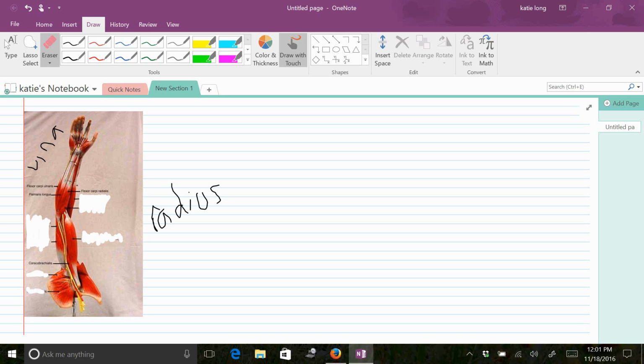Lateral to the flexor carpi radialis, we have the brachioradialis. Right? We're on the lateral side now. So we went from medial to lateral, or from ulnar to radial. Okay. Then we have our pronator teres, a little higher up here.